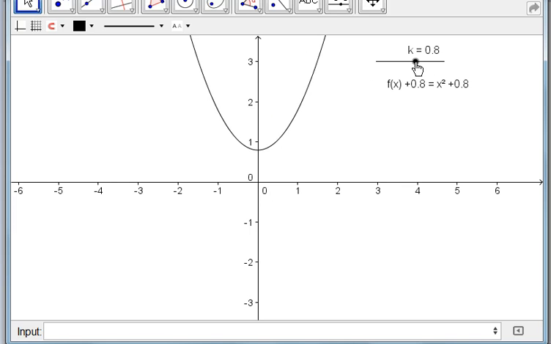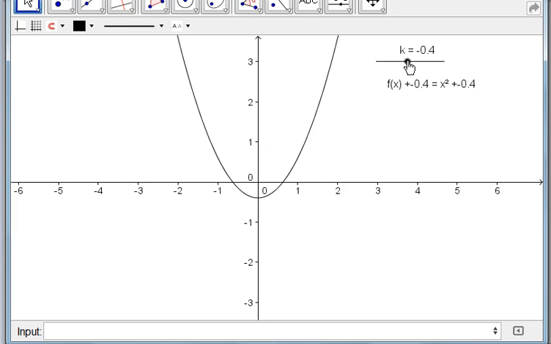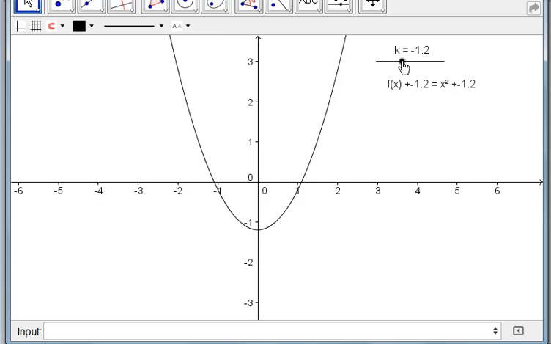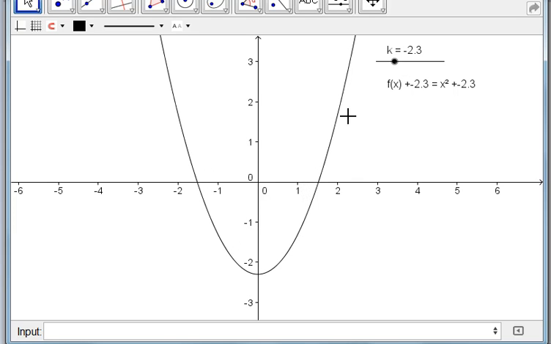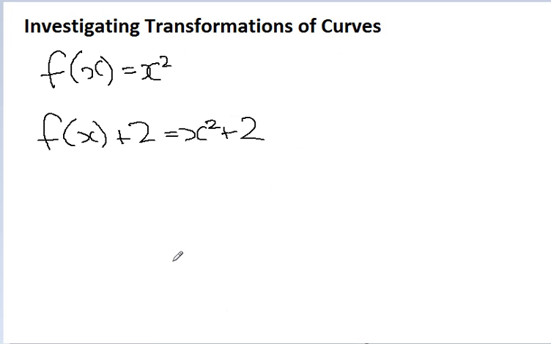If I change that to say 1, you can see that the curve f of x has moved upwards by 1 unit. If I make it negative, so if I take away a number, then you can see how the curve has moved downwards by 2.3 units there. So you can see the movement happening. It's quite a simple movement, really. If I go back onto Paint, let's try and explain that movement.